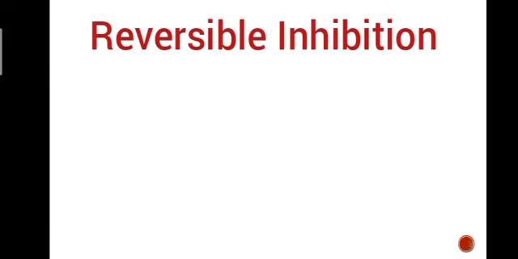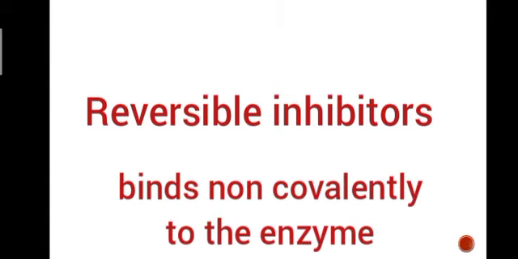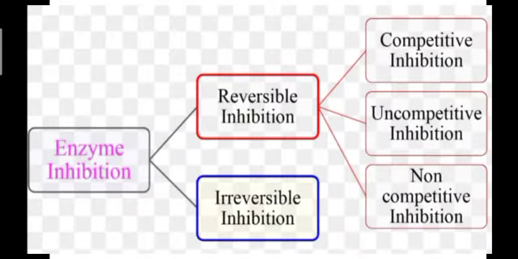In reversible inhibition, the inhibitor, called a reversible inhibitor, binds non-covalently to the enzyme and dissociates rapidly from the enzyme. The effect of a reversible inhibitor is reversed after dissociation of the inhibitor from the enzyme, and there are three common types of reversible inhibition. These are competitive, uncompetitive, and non-competitive inhibition.